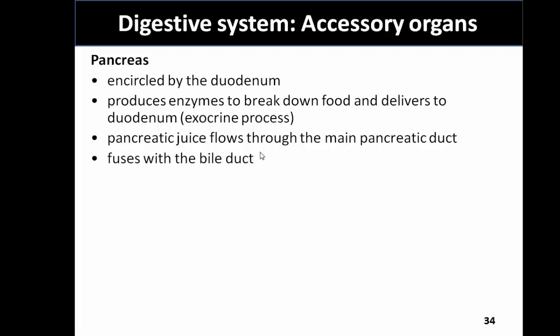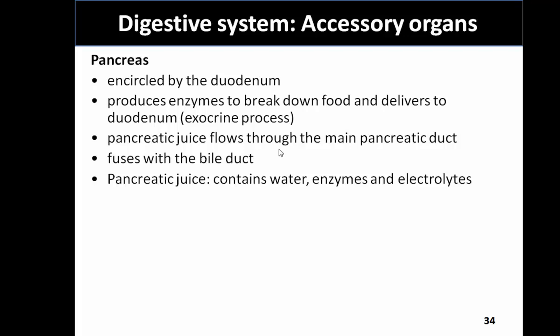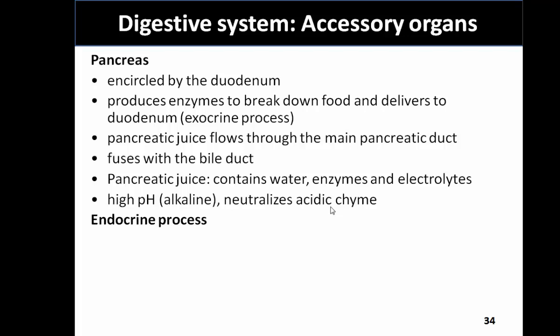The main pancreatic duct fuses with the bile duct, and the pancreatic juice is composed of water, these very important digestive enzymes, as well as electrolytes, which are charged elements. It has a high pH, so it's very alkaline, the opposite of acidic, and this helps to neutralize acidic chyme. Chyme is acidic because when the stomach empties, it doesn't just empty the broken down food bolus, it also empties the hydrochloric acid and the very acidic gastric juice.